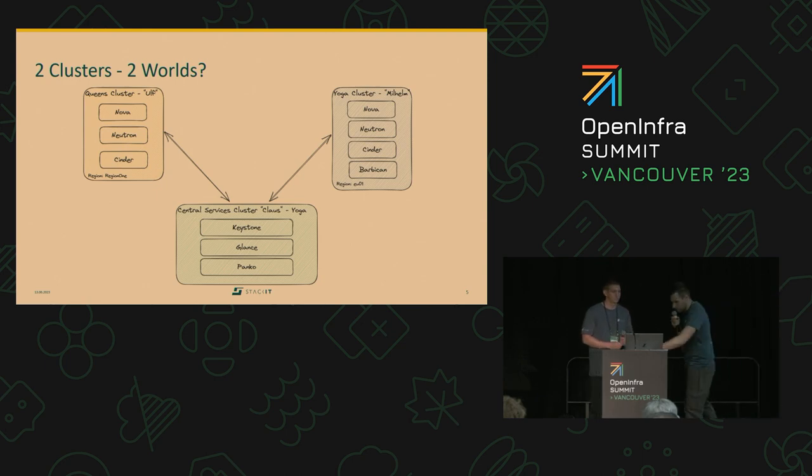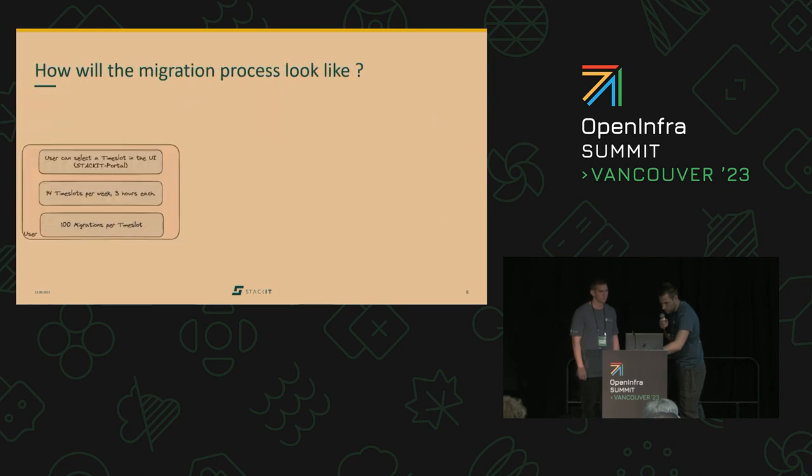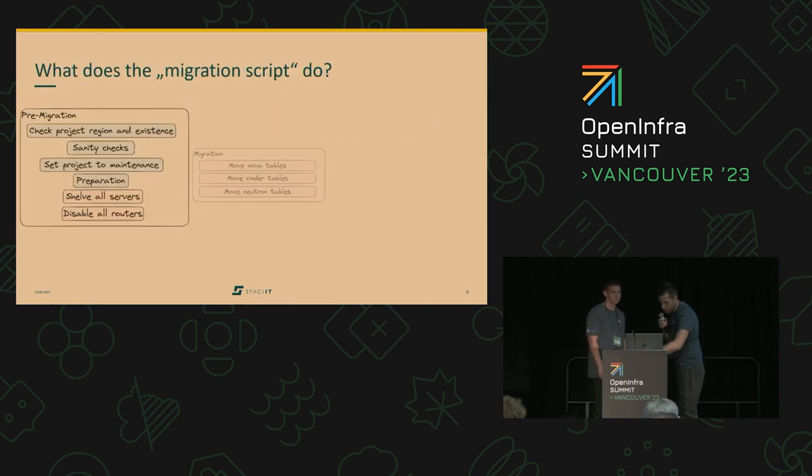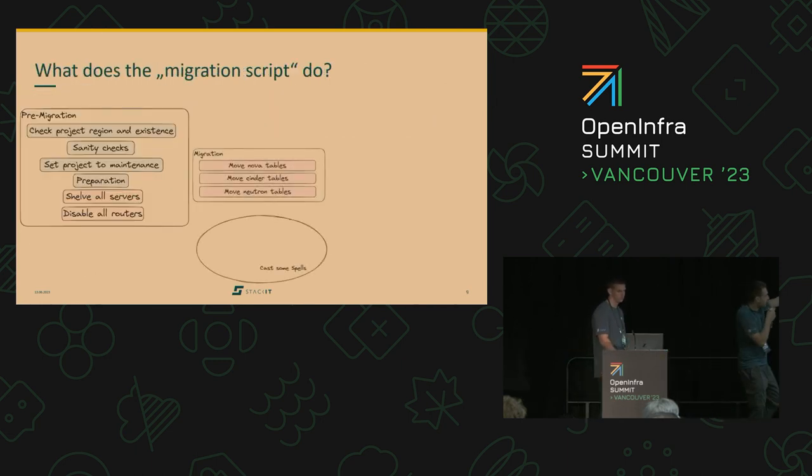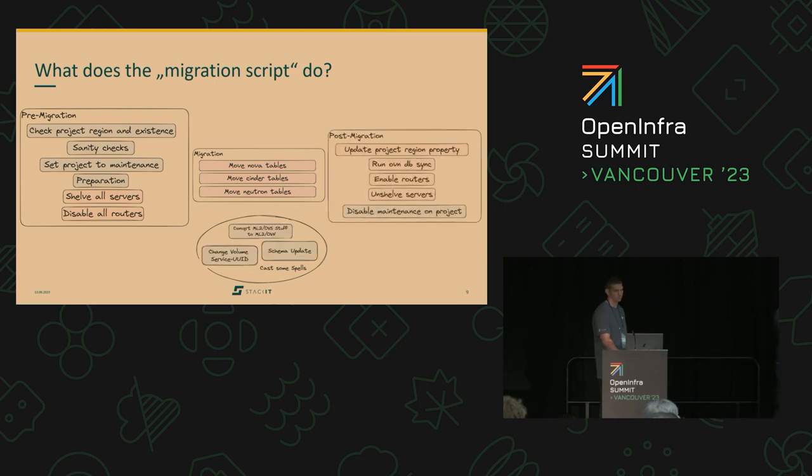Let me quickly go to the slide. It is basically doing this. So this is the migration stuff. The migration script runs on the new cluster and it connects just using an SQL port to the Queens cluster, fetches all the tables it needs, and then puts it into the Yoga database. That's why we also do schema updates and all that stuff, otherwise the data would not match.